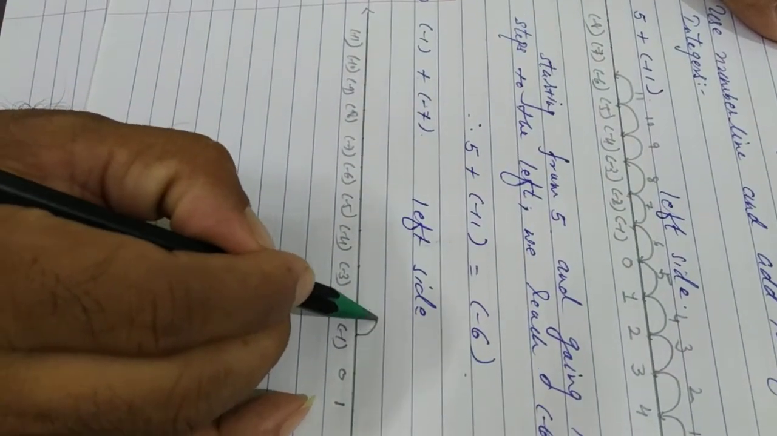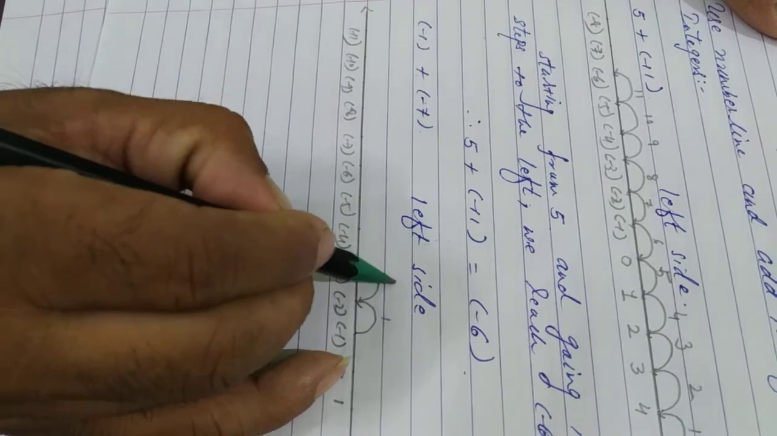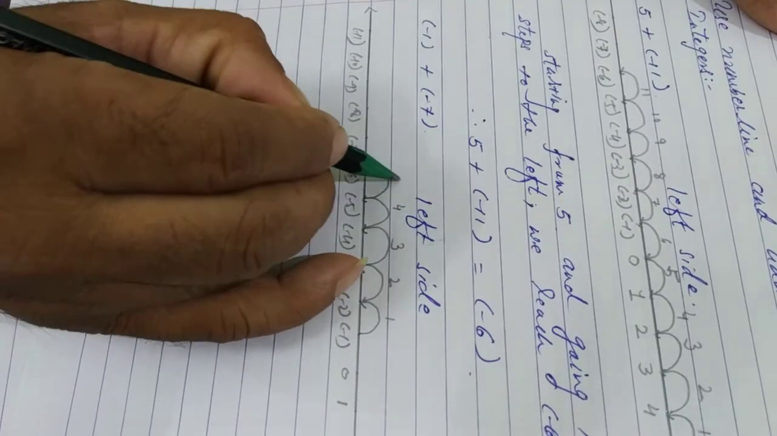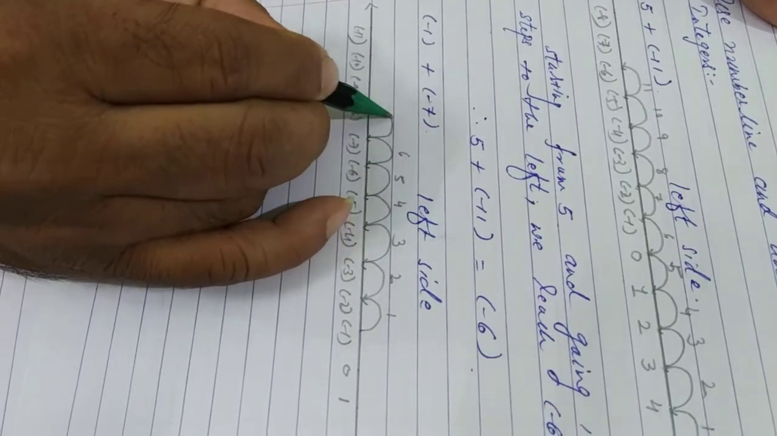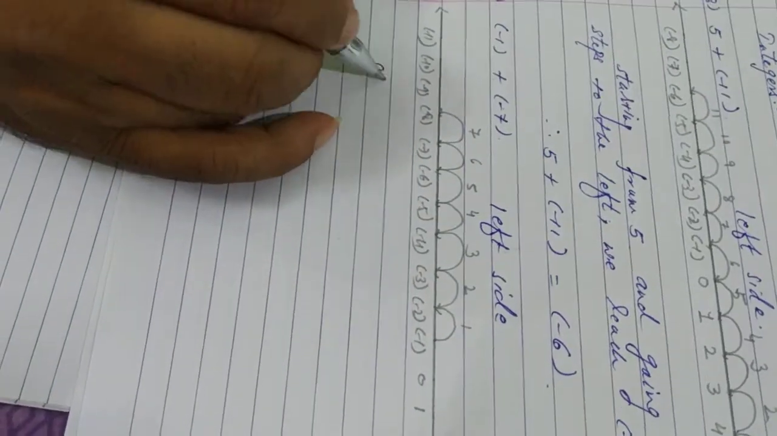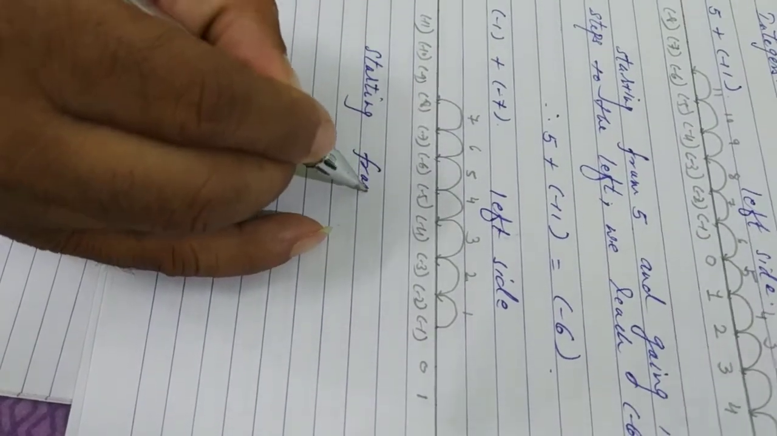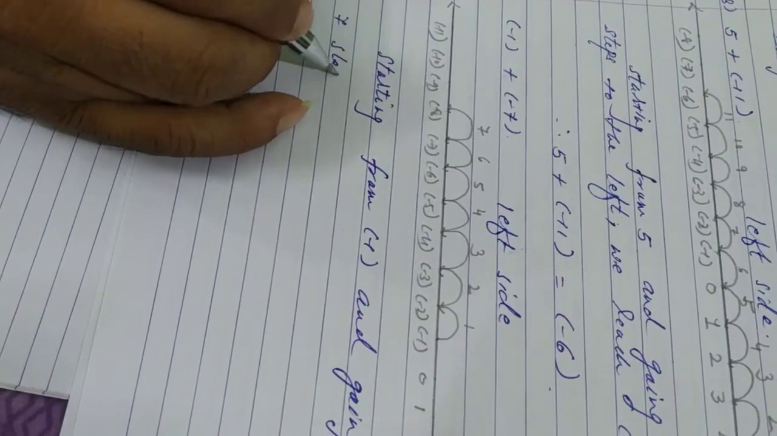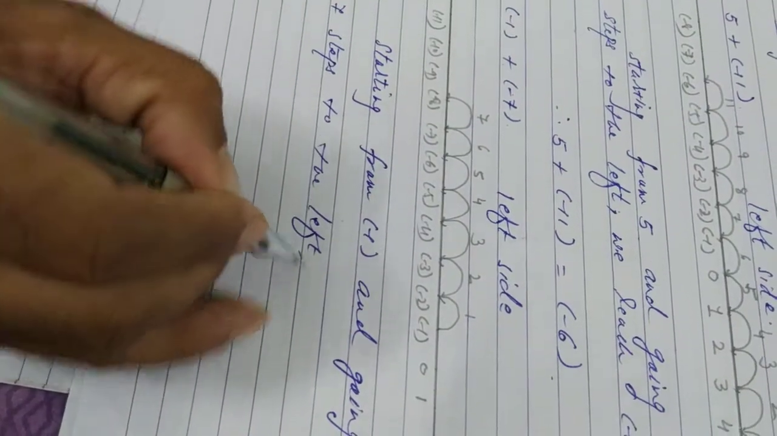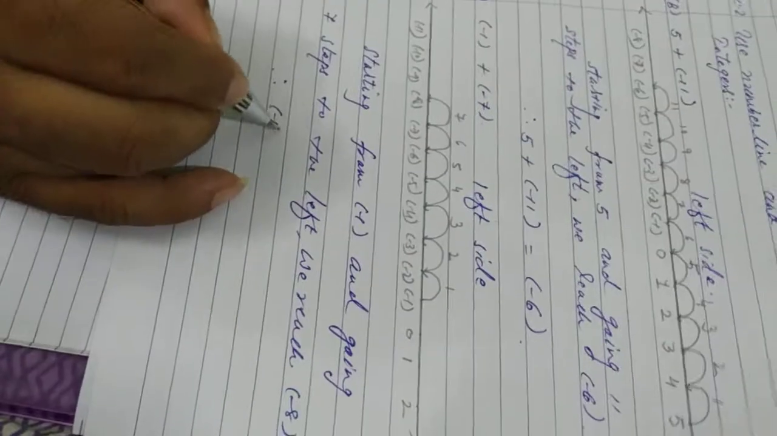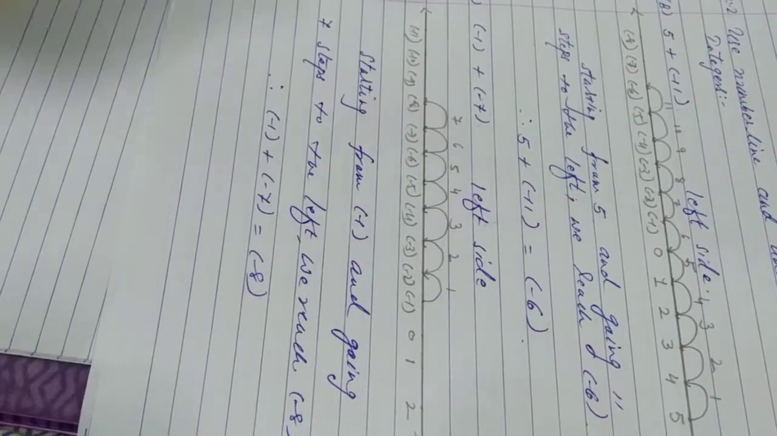So, minus 1, then 1, 2, 3, 4, 5, 6, and 7 steps. Starting from where? Minus 1, right? And going how many steps? 7 steps to the left. Starting from minus 1 and going 7 steps to the left, we reach minus 8. Therefore, we can say minus 1 plus minus 7 is equal to minus 8.